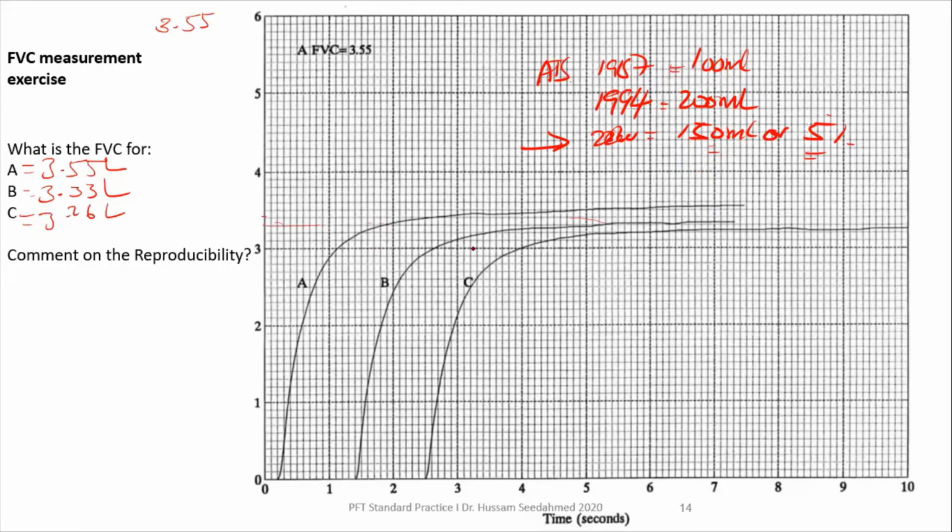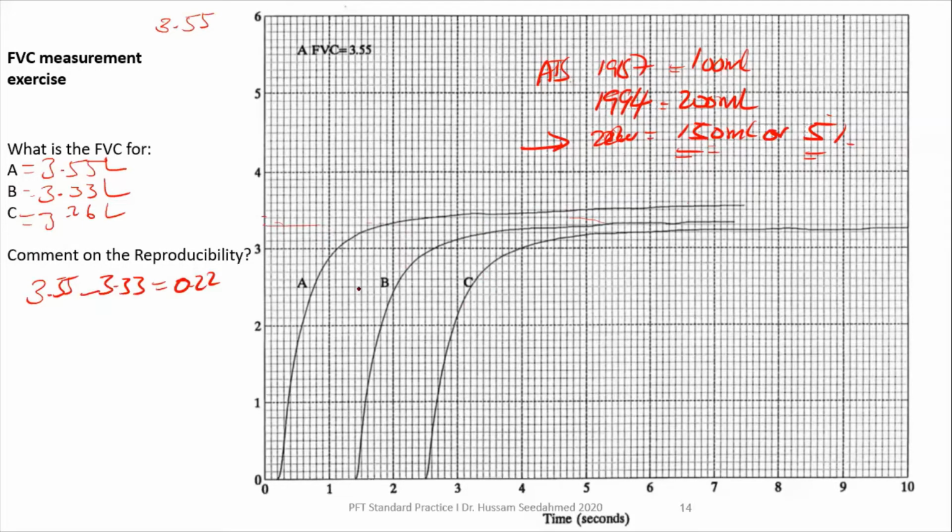Now the other question طبعا it's already answered إنه are these tests acceptable? Yes, they are acceptable. So are these tests repeatable? So we look at the largest. اللي هي the largest is A and the second one is B. فهتبقى عندي 3.55 minus, say for example, 3.33. ده هتديني 0.22 يعني 220 ml. 220 ml. So this is greater than the recommended or the latest guidelines. So this is definitely not repeatable.